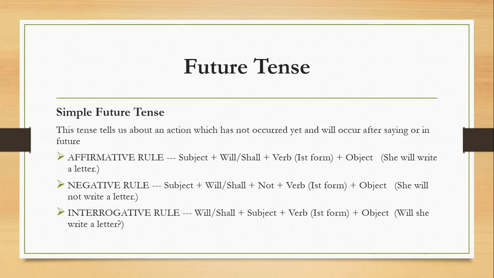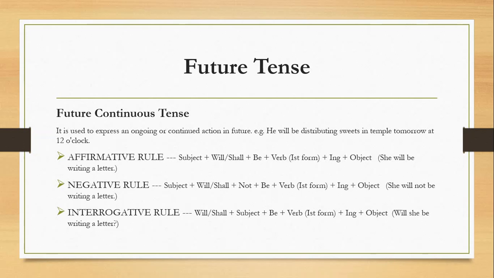Negative: subject plus will or shall plus not plus verb plus object. She will not write a letter. Interrogative: will or shall plus subject plus verb plus object. Will she write a letter?